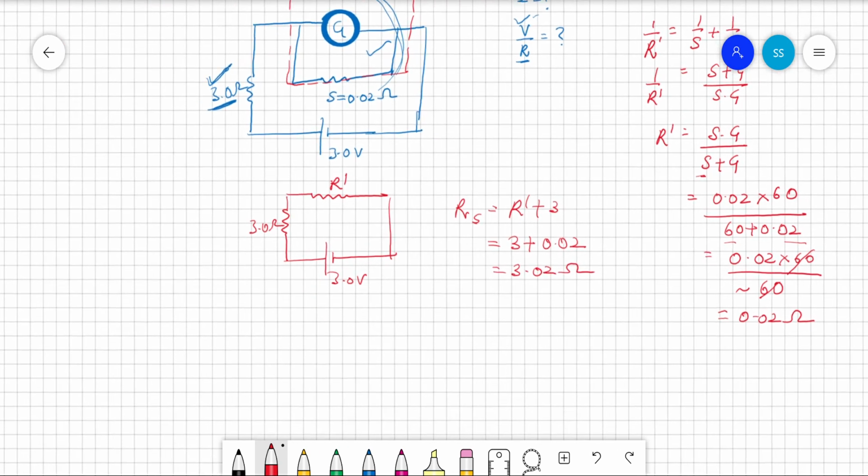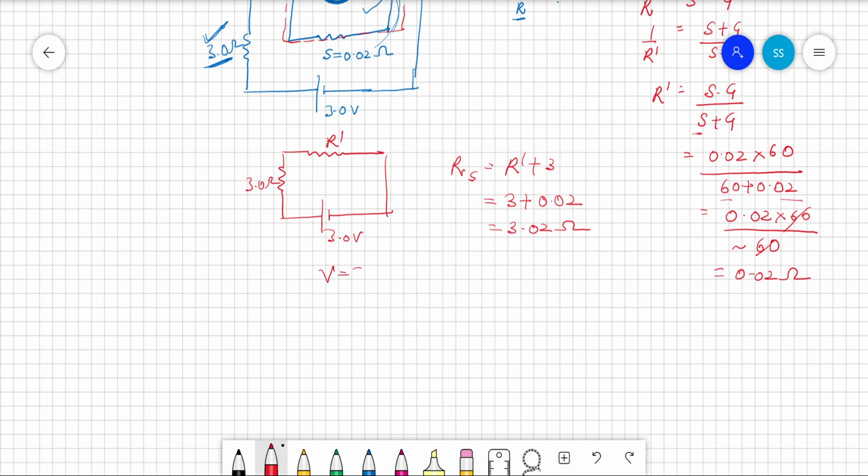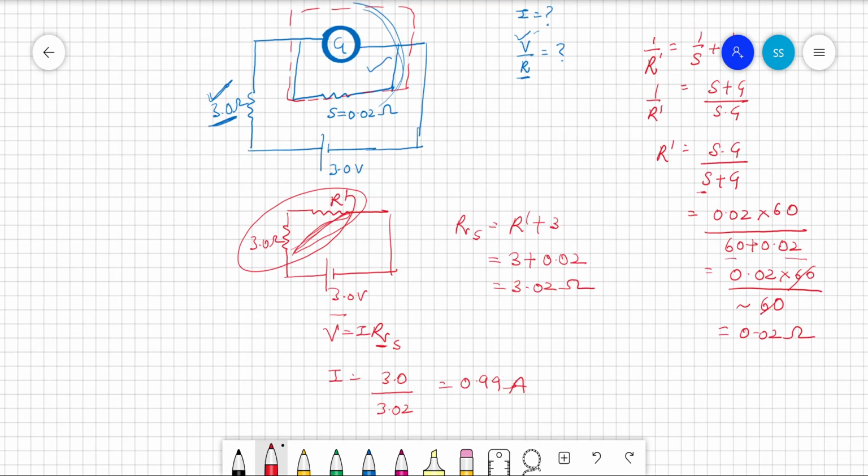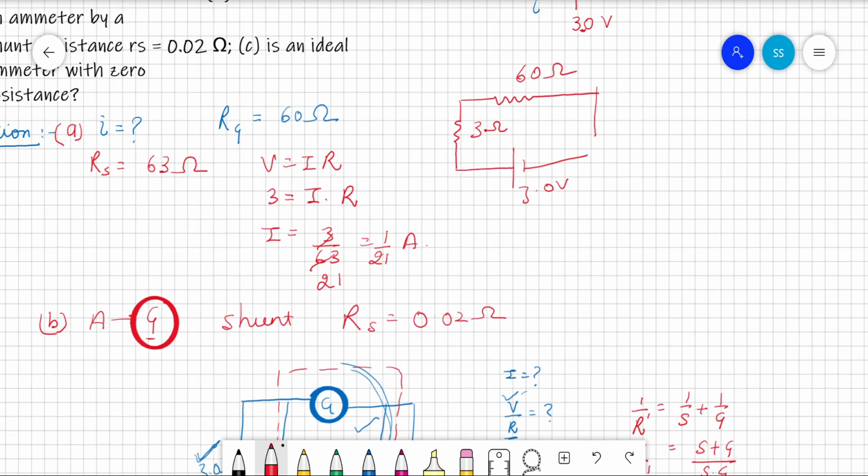That will be my effective resistance. Now I know that V can be written as IR. What is this R? R is the effective resistance, the resistance which is connected in series. Clear? So it is Rs. I we have to find out. V is your 3.0 and here it is 3.02. When you solve it, your answer comes out to be around 0.99 ampere. Clear? That's how you have calculated. Now let's move on to the C part.